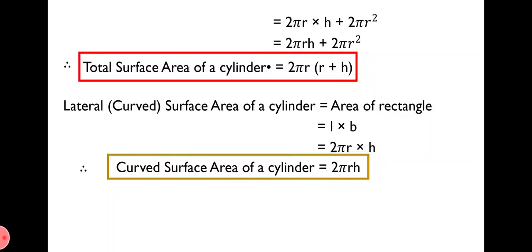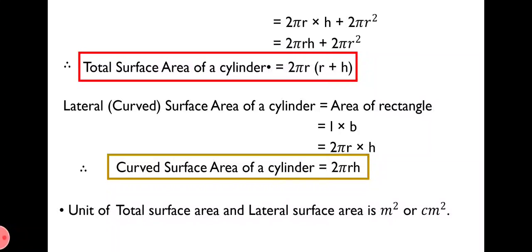These are the 6 formulas, very important, which will be useful in further levels also. So dear students, try to learn by heart all the formulas properly. One more point: the unit of total surface area and lateral surface area is meter square or centimeter square, because units of area are always in square units.